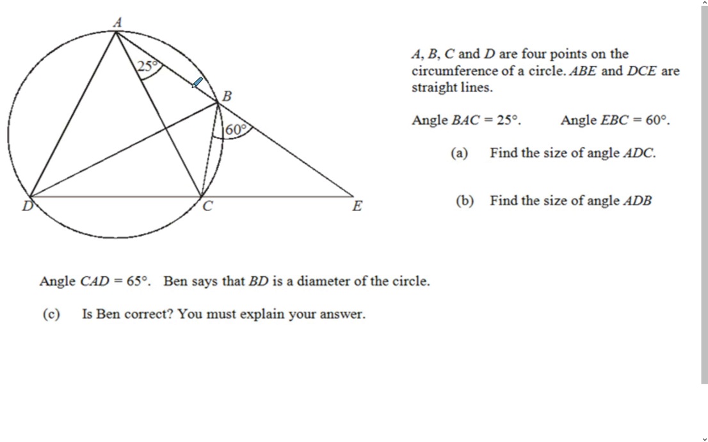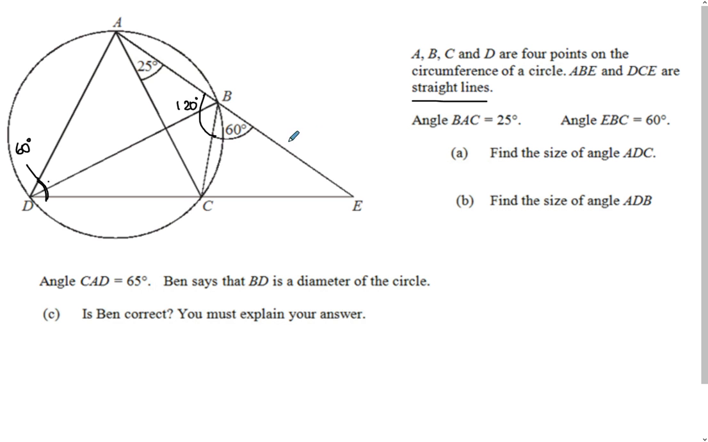ABE and DCE are straight lines. So if that's a straight line, that's why they gave us that. So that bit is 120. And the cyclic quadrilateral, so if that's 120, then those two together will be 60. So that's what that was about.